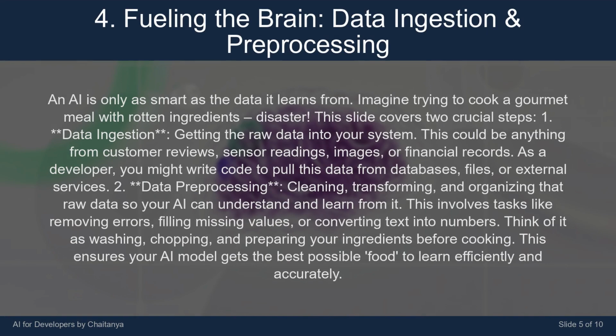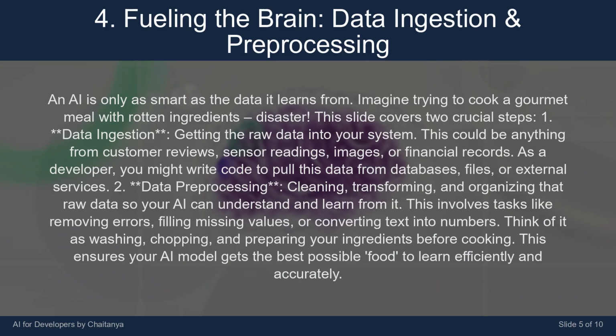An AI is only as smart as the data it learns from. Imagine trying to cook a gourmet meal with rotten ingredients. Disaster. This slide covers 2 crucial steps. 1. Data ingestion, getting the raw data into your system. This could be anything from customer reviews, sensor readings, images, or financial records. As a developer, you might write code to pull this data from databases, files, or external services.